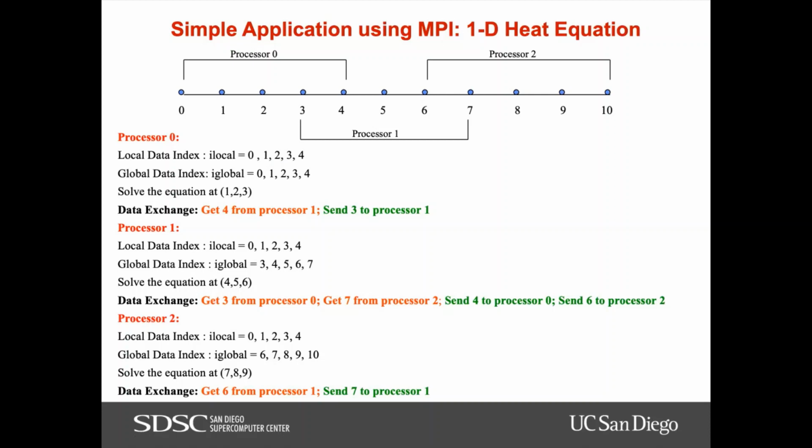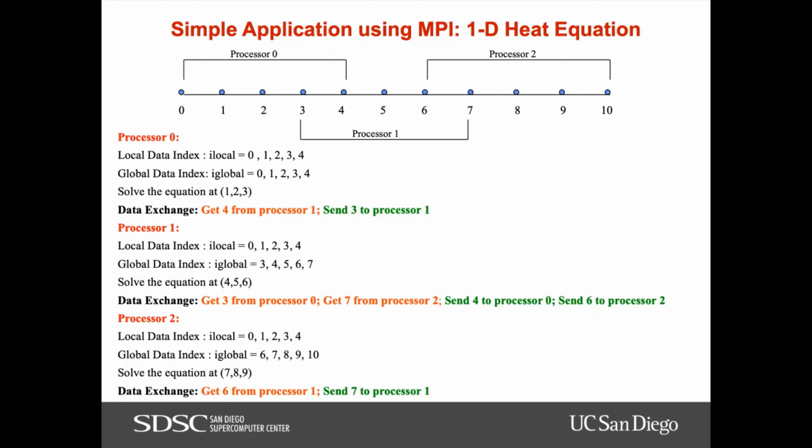So the initial condition is fine, right? Every process can have its own initial condition set up based on the global index. Now remember, each task will have the same local indices. So it will go from 0 to 4 on each task. The only thing is the global index changes. So on processor 0, the global index is the same as the local index, 0 to 4. But on processor 1, the global index becomes 3 to 7, because remember, we are solving 3 to 7, right? And so on.